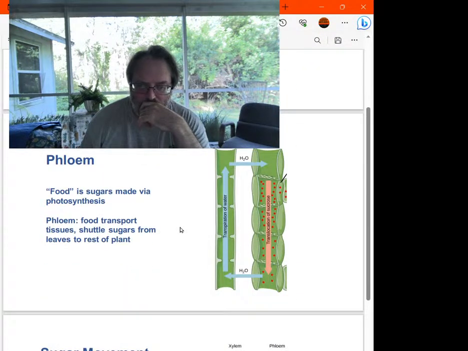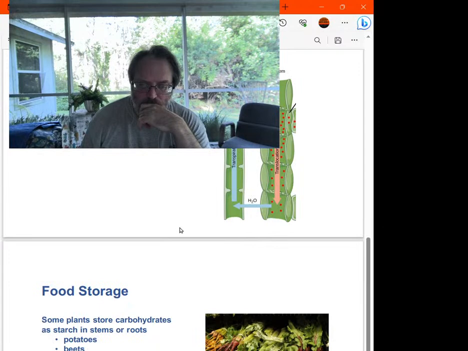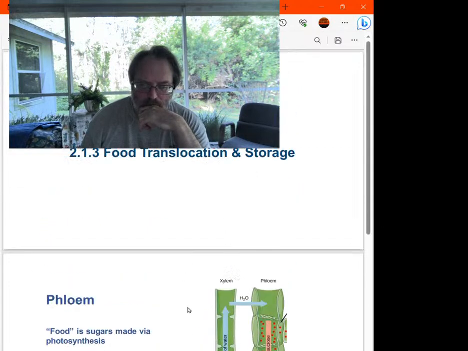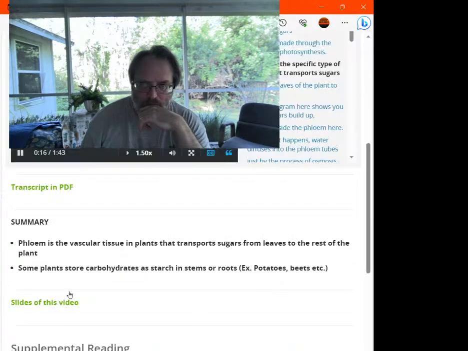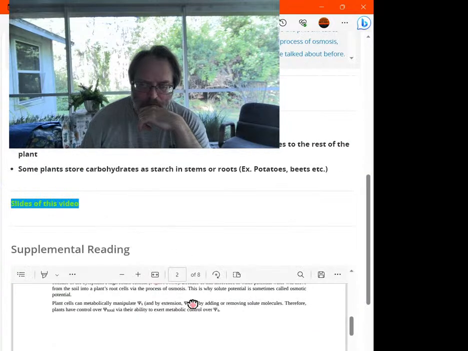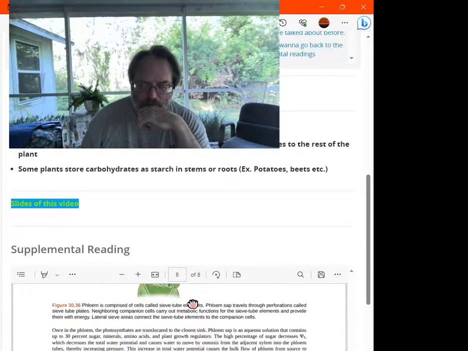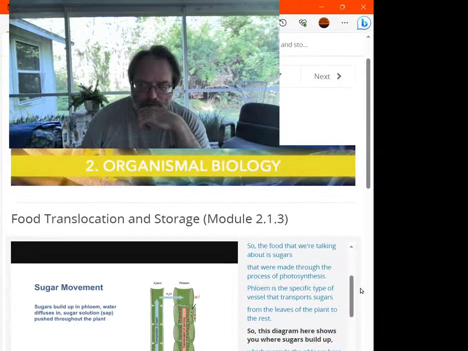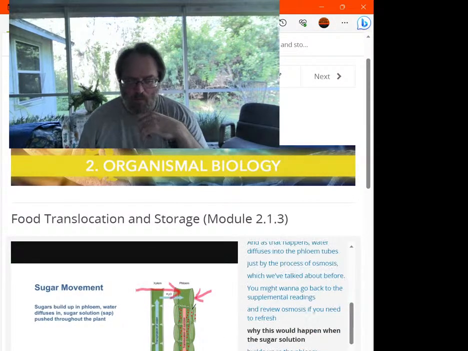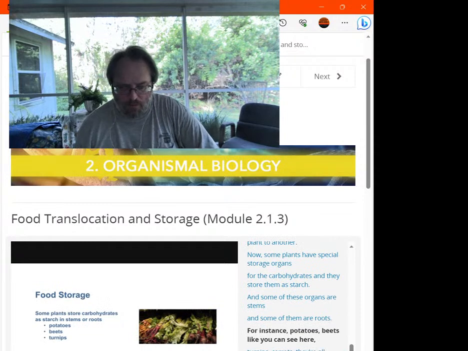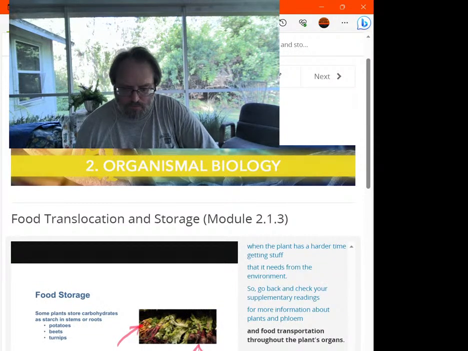This short unit is about food translocation and storage. So the food that we're talking about is sugars that were made through the process of photosynthesis. Phloem is the specific type of vessel that transports sugars from the leaves of the plant to the rest. So this diagram here shows you where sugars build up, which is inside the phloem. For instance, potatoes. Go back and check your supplementary reading about transportation throughout the plant's organs.